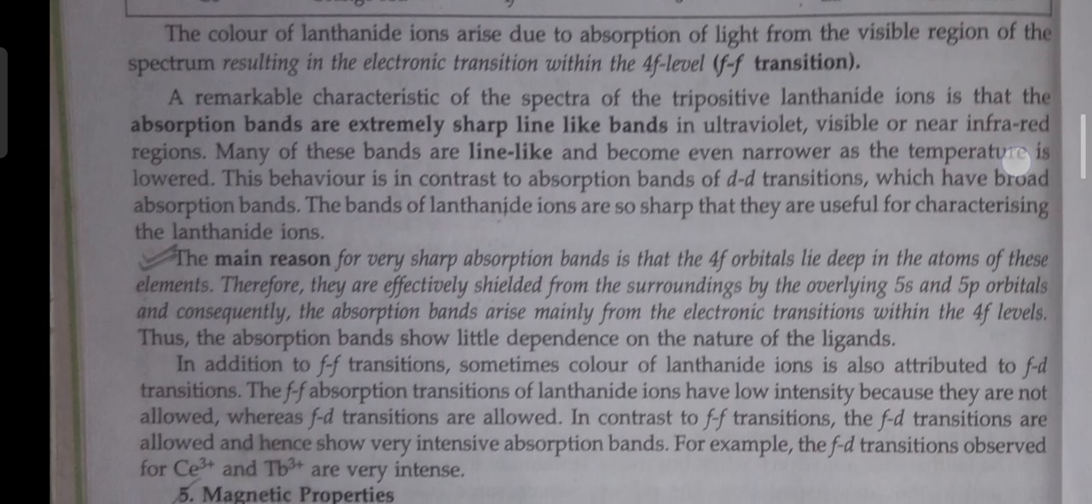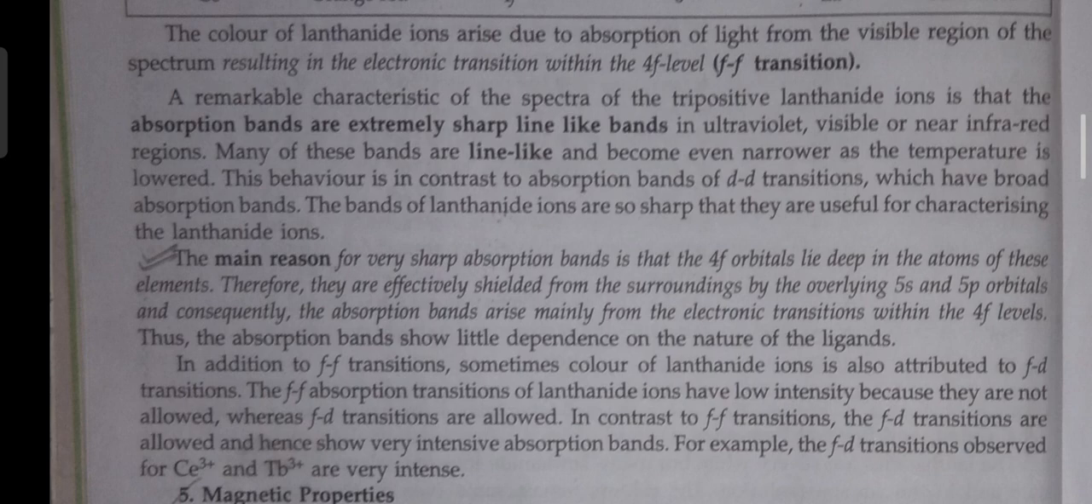The color of lanthanide ions arises due to absorption of light from the visible region of the spectrum, resulting in electronic transitions within the 4f level. A remarkable characteristic of the spectra of tripositive lanthanide ions is that absorption bands are extremely sharp, like bands in the ultraviolet, visible or near infrared regions. Many of these bands are line-like and become even narrower as temperature is lowered.